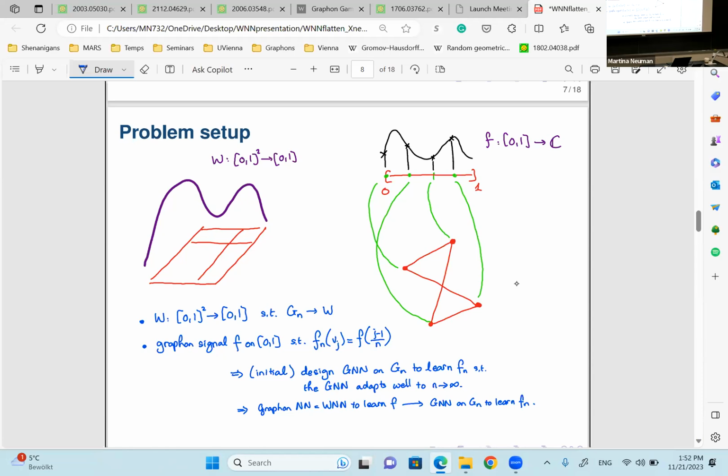There are a few things I would have to assume too. So far I have GN converging to W, and I would have to make some assumption about my Fn, the graph signal on each GN, in order to work with it. I want to say that there is a limit for Fn at the end. The limit of that is going to be a graphon signal. A graphon signal is just a function that lives on the uncountable graph, which is, in this case, just an interval from 0 to 1.